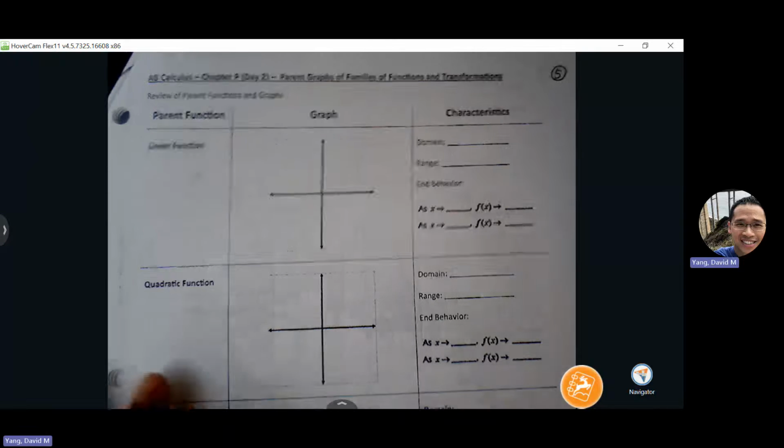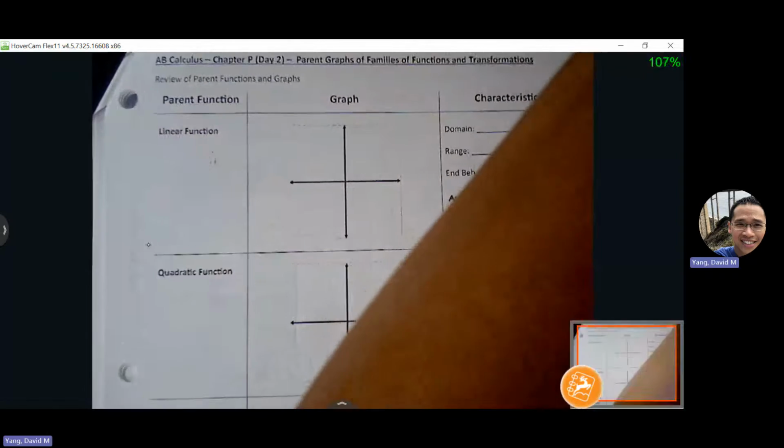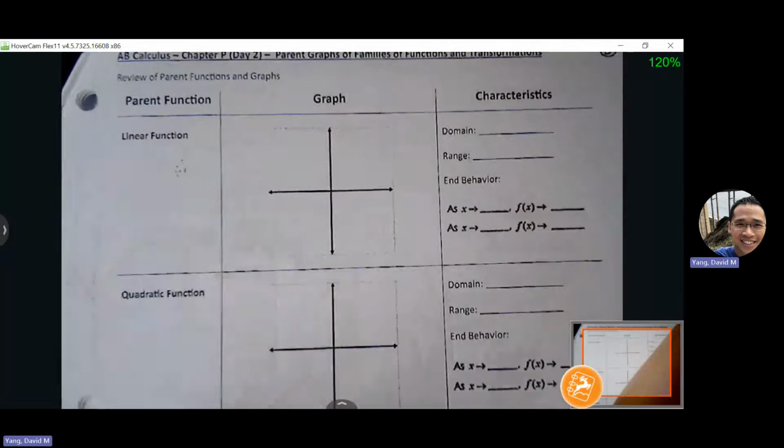Okay, so today I want to go over parent graphs, and tomorrow we'll take those parent graphs and we'll do transformations. The nice thing about parent graphs is that if we know what a parent graph looks like, then even with transformations, we can have a ballpark idea of how the graph is going to look and where the graph is going to be without feeling like we're completely lost and we got to use the calculator to know how the graph is going to look.